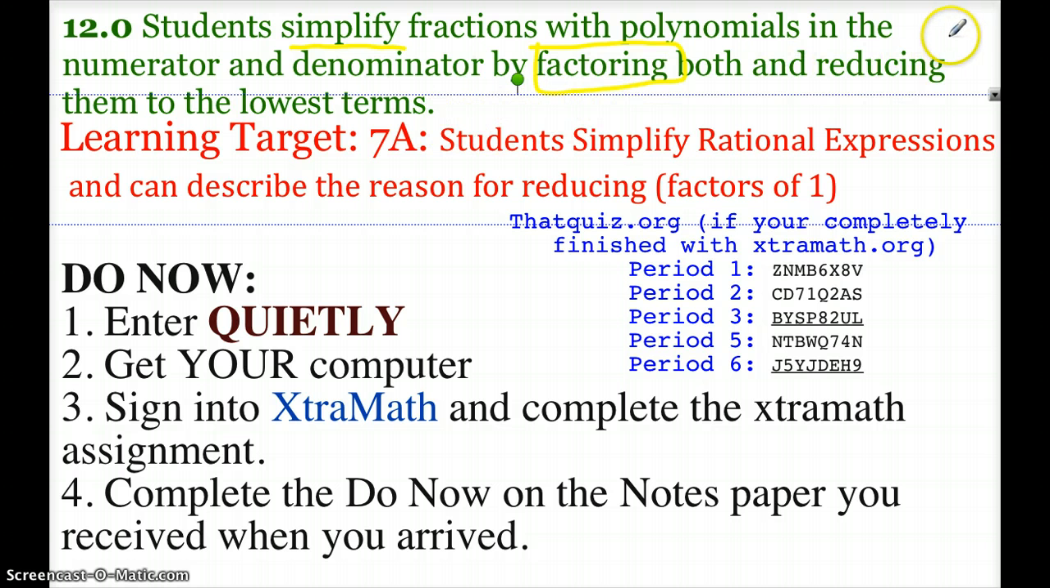Reducing is something where you cross things out in the numerator and denominator, like if I had 10 over 10 and I cross it out, that's reducing. Okay, but we have to factor first. 7a, students simplify rational expressions and describe the reason for reducing. Why do we do that? What is it? What is the method? What do we get out of it, etc.